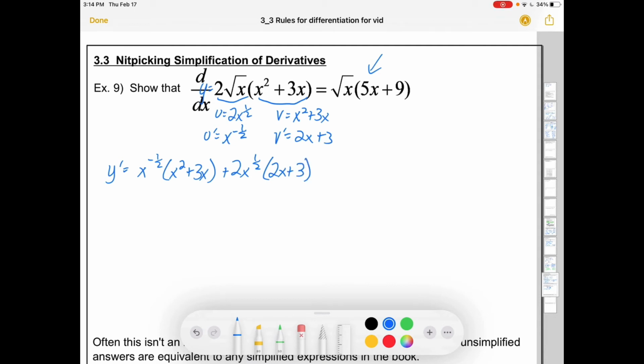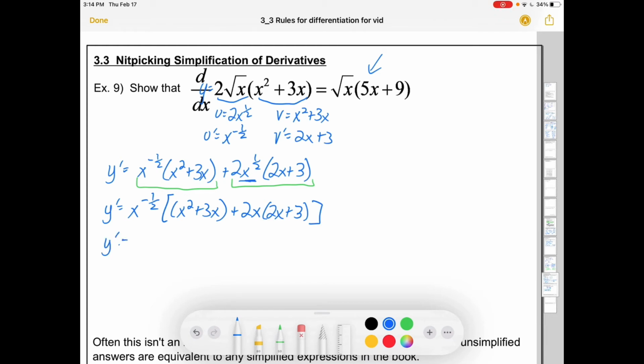And right away you can see that there is a greatest common factor of x to the negative a half. There are really only two terms here. There's this term and this big term. So let's take stuff out. That would leave us with x squared plus 3x plus 2. This term right here, its power is going to go up by a half because we took out a negative power common factor.